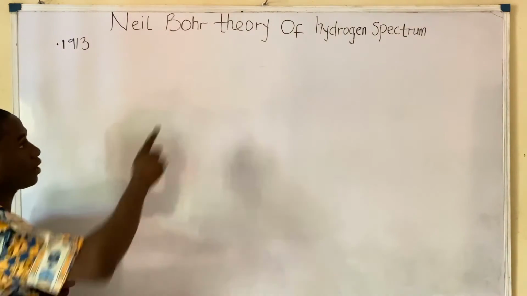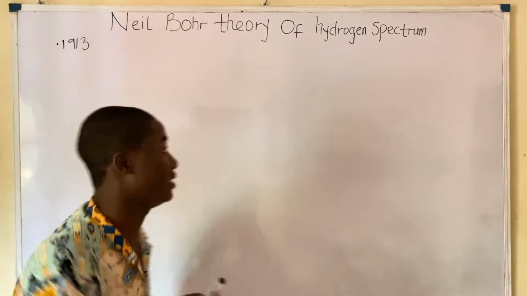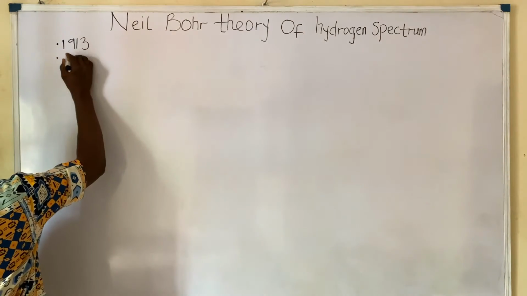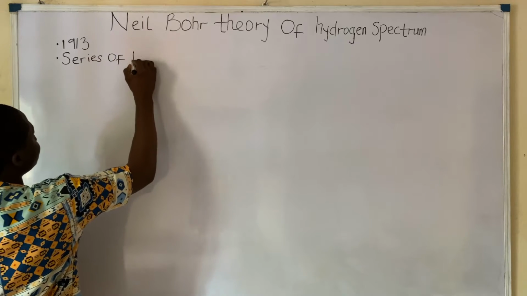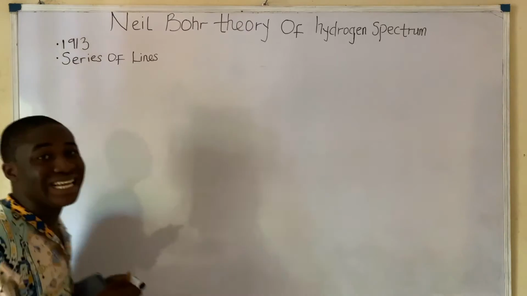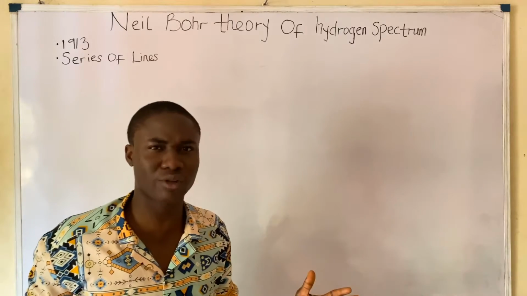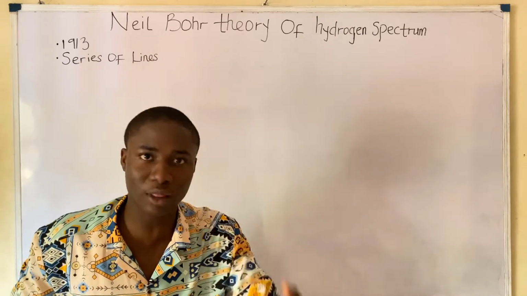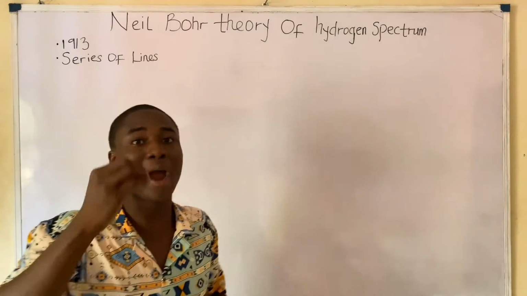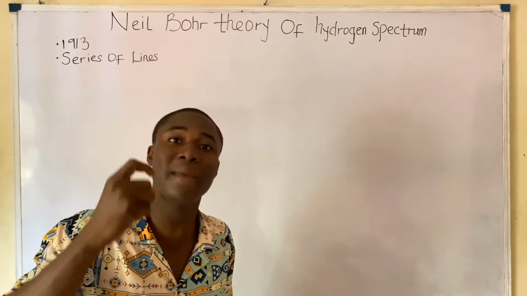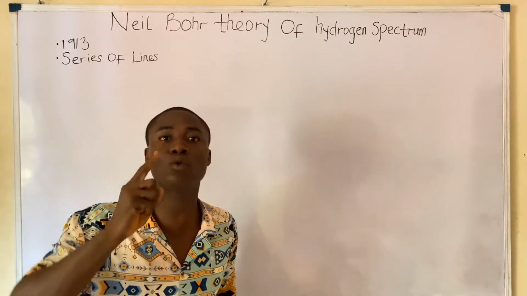It must be noted here that hydrogen spectrum is a series of lines. This is something we must take note of. Inside hydrogen, we have various spectral lines, not just one. There are more than one. So hydrogen spectrum is a series of lines that is seen when light is emitted from a discharge tube filled with hydrogen, and it is viewed with a spectroscope.